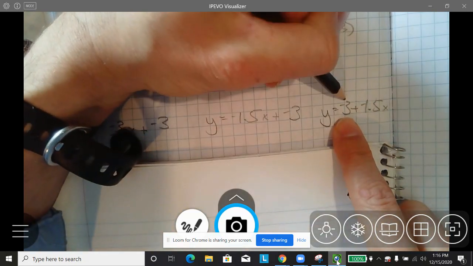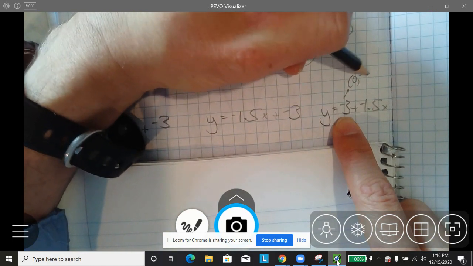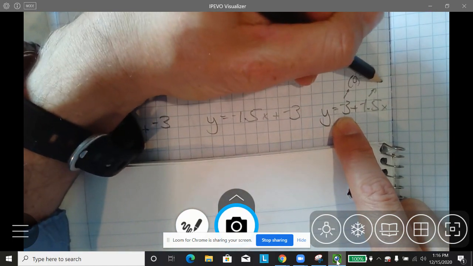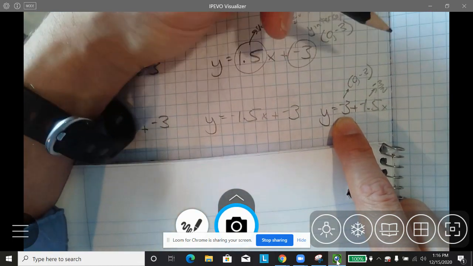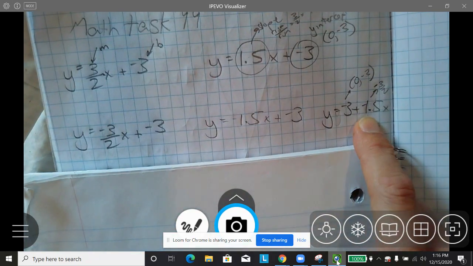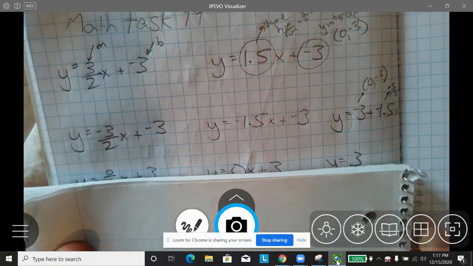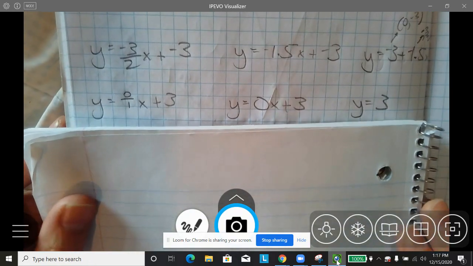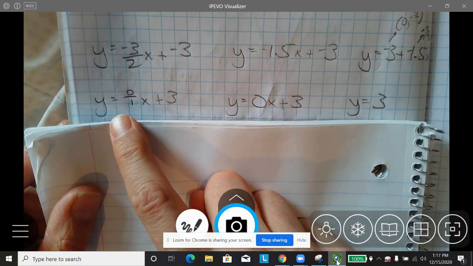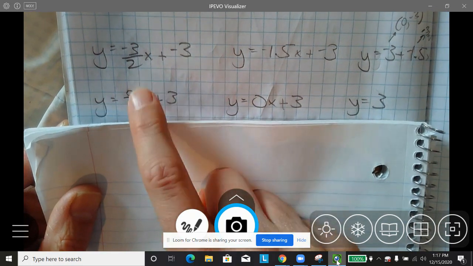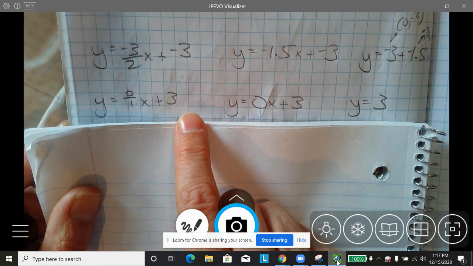So if I was going to graph this, I know that I'm going to start at 0, negative 3, and then I'm going to go down 3 over 2, because negative 1.5 is the same as negative 3 halves. Now I'm going to graph another line. This line is going to be 0 over 1x plus 3.